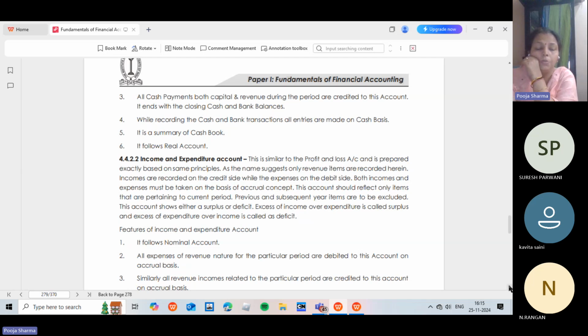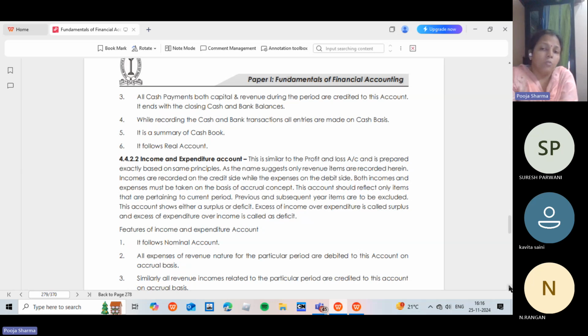I have already told you. In the income and expenditure account, only the incomes that are of a revenue nature are shown on the income side, and the expenses that are short-term or non-recurring we are going to show on the expense side of the income and expenditure account.